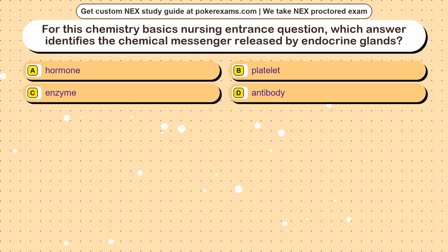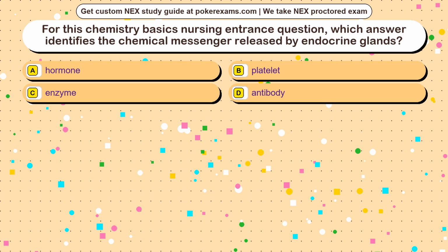Question 13. For this chemistry basics nursing entrance question, which answer identifies the chemical messenger released by endocrine glands? Option A, hormone. Option B, platelet. Option C, enzyme. Option D, antibody.